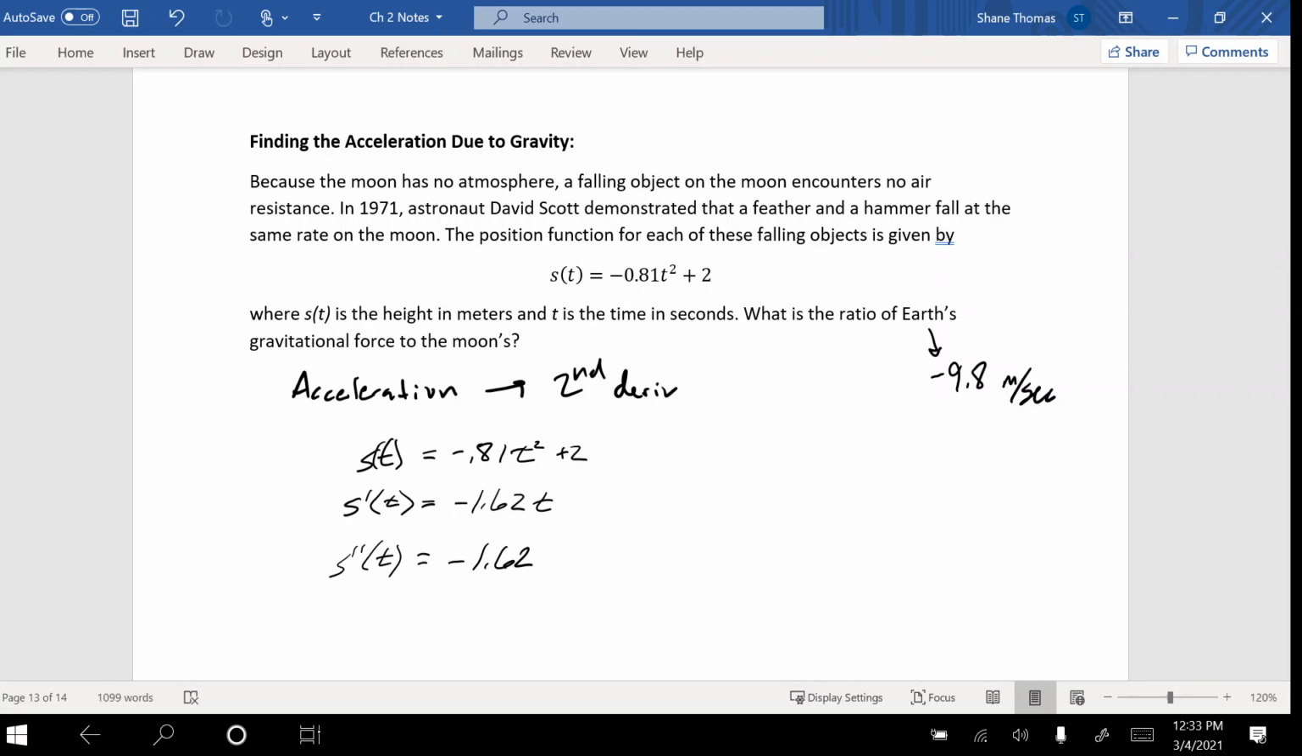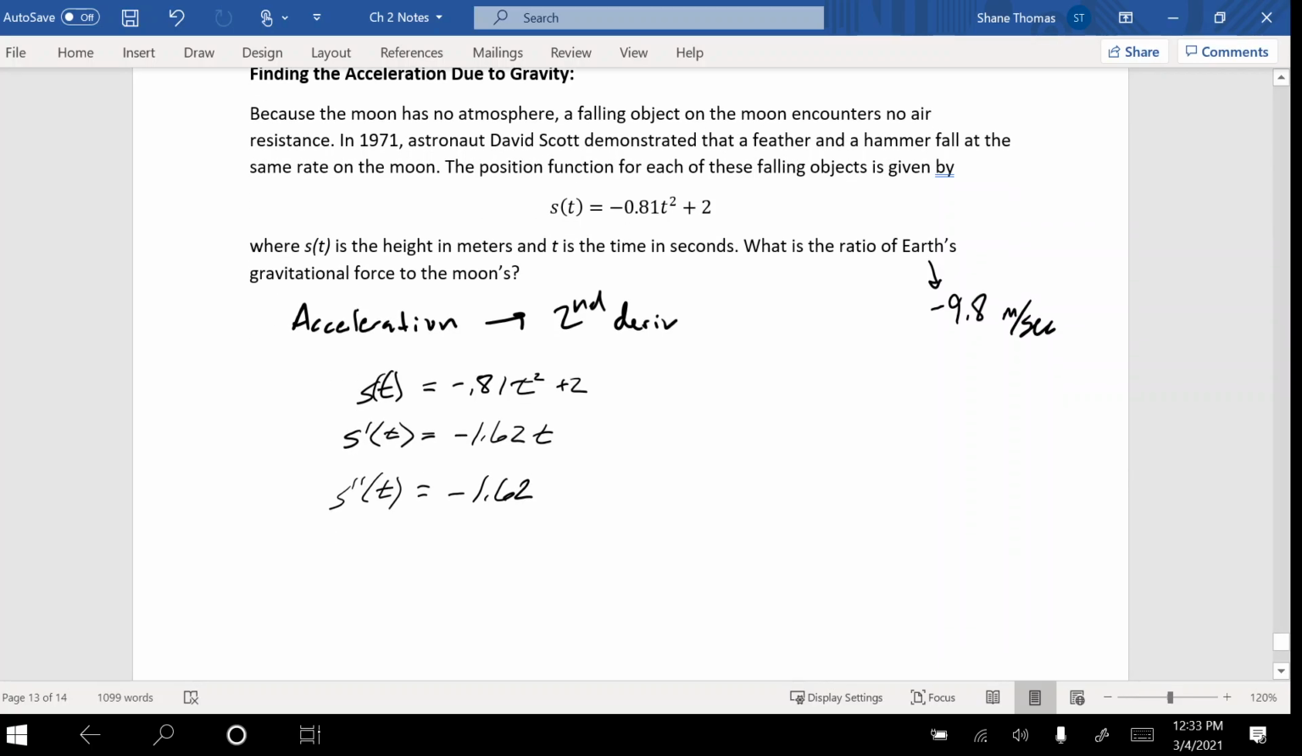So the moon has a gravitational force of negative 1.62. Now we wanted to find the ratio of Earth to the moon, right? So here's the Earth force over moon. The Earth is negative 9.8, the moon is negative 1.62, and that's going to come in pretty darn close to 6.